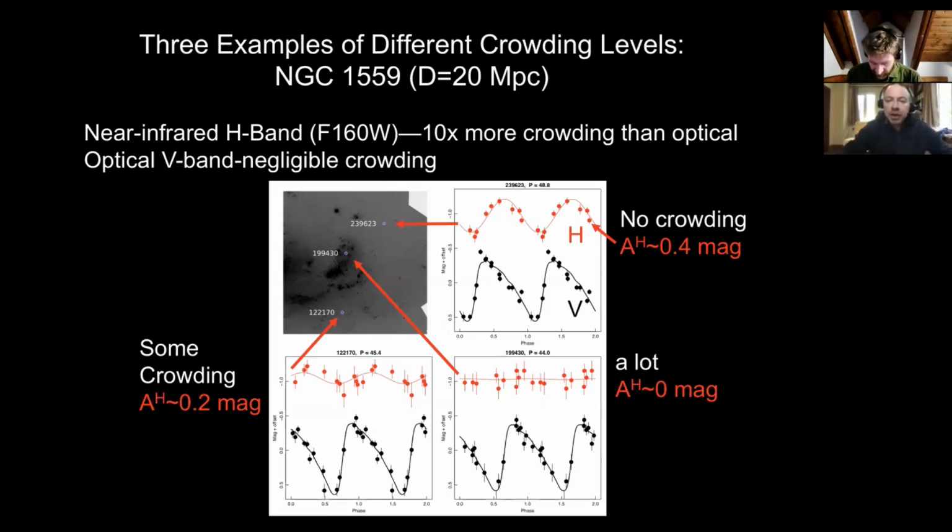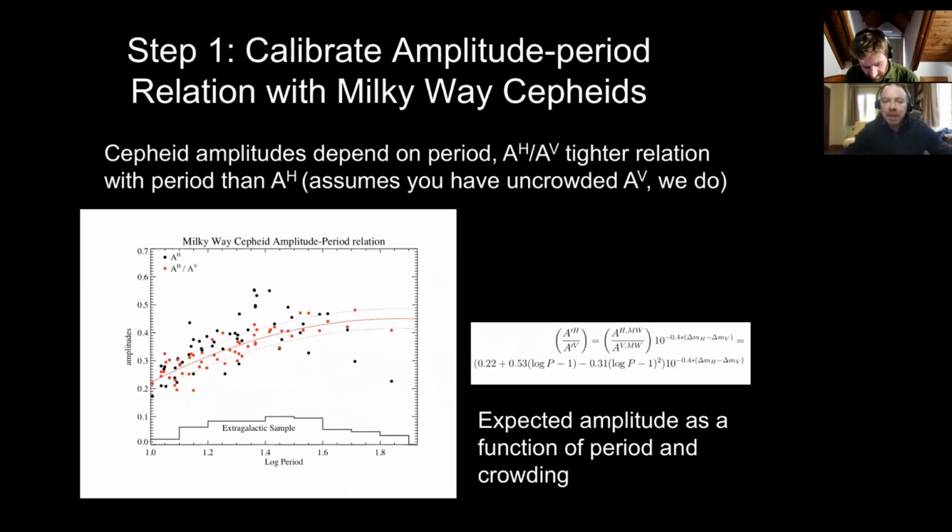So first you have to calibrate one little bit here, which is that not all Cepheids have the same amplitude. Their amplitude itself depends on the period of the Cepheid. And so there we turn to the Milky Way to give us a sample of Cepheids that are uncrowded, so we can know what the amplitude should be in the absence of crowding, and then what the amplitude should be as a function of period.